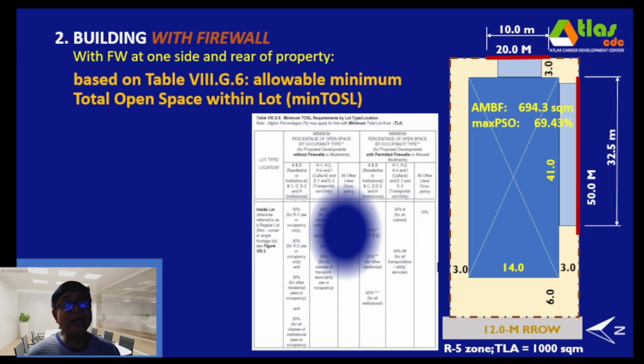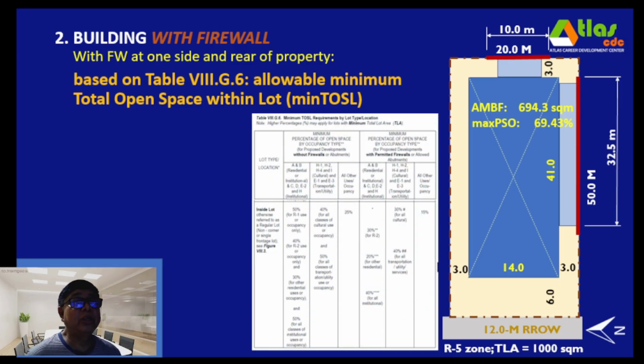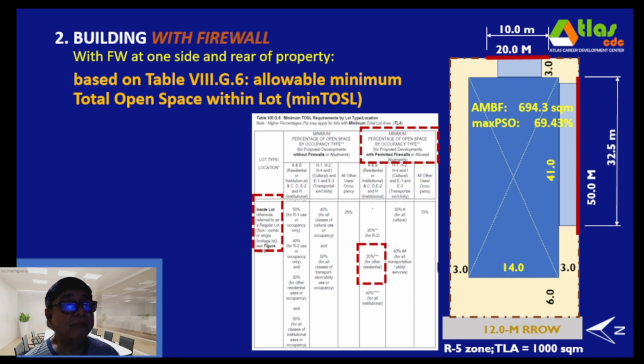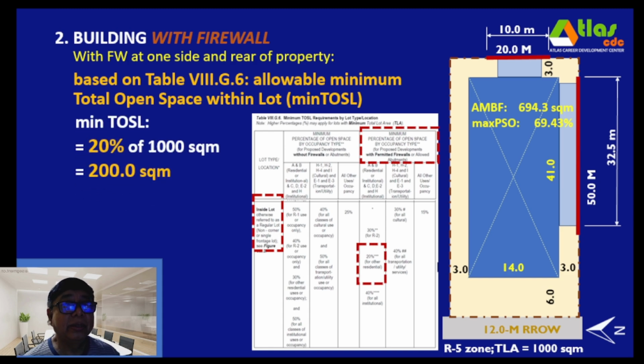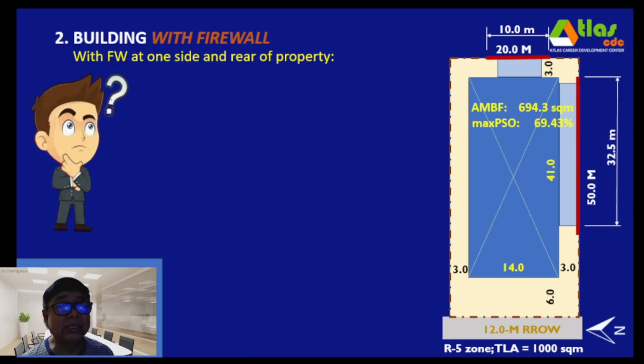Now, basing it on table 8.G.6, that will give you actually the same value as kanina, na 20%, because it doesn't describe here where it will be the locations of the firewall. So kahit saan ilagay ang firewall, that will be the minimum TOSL, 20% of 1,000 or 200 square meters.